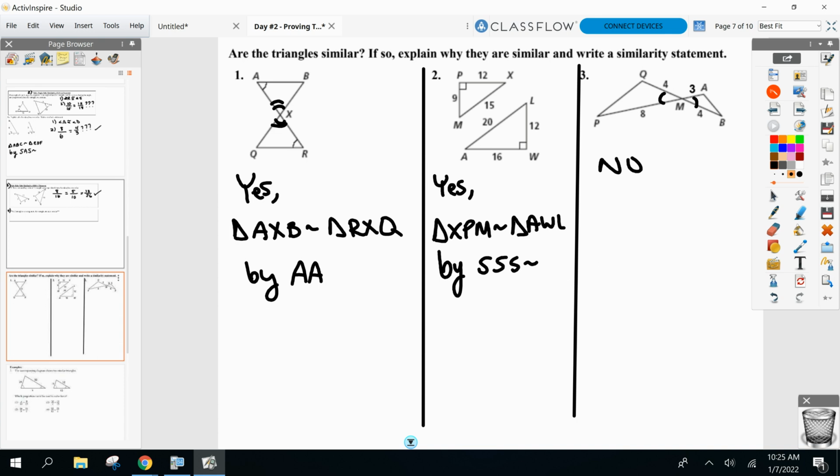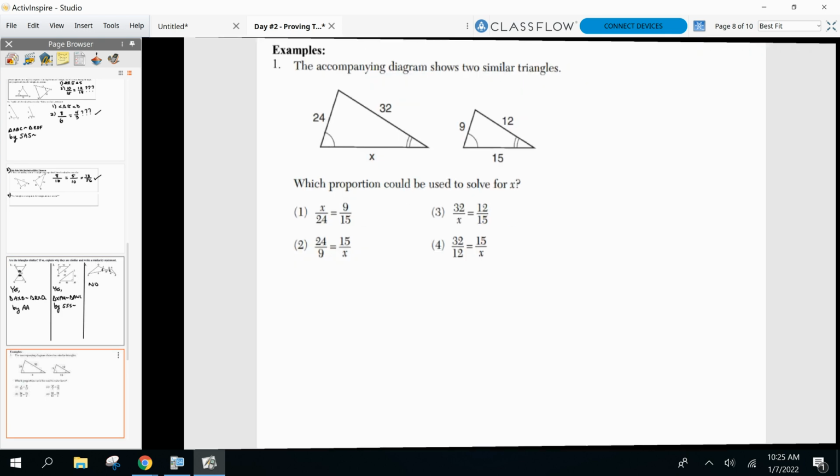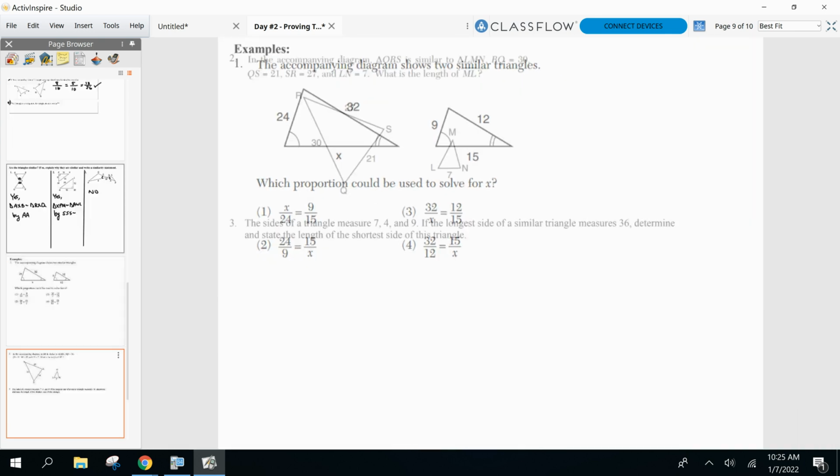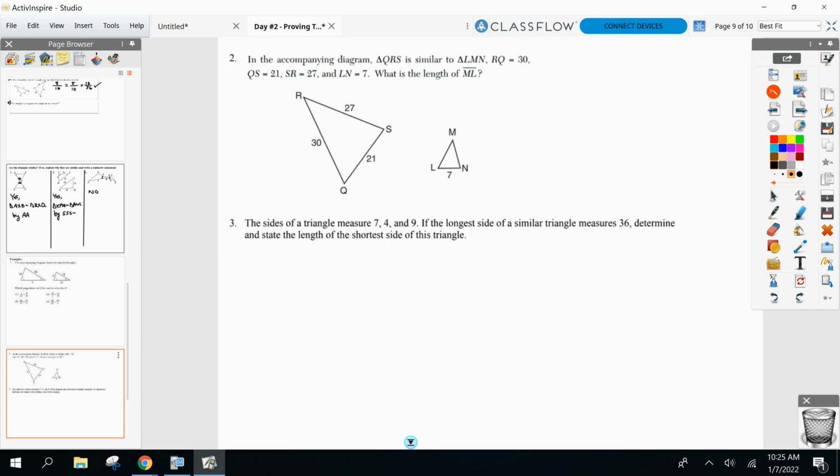Everyone good? Feeling all right? Seeing if they are similar or not. We're okay. Any questions? All right, let's move on to something different. I'm actually going to skip over number 1. We're going to come back to it. I want to actually set up one here. We'll do 2 and 3 first. We'll do 2 together, and then we'll do 3 in your groups.